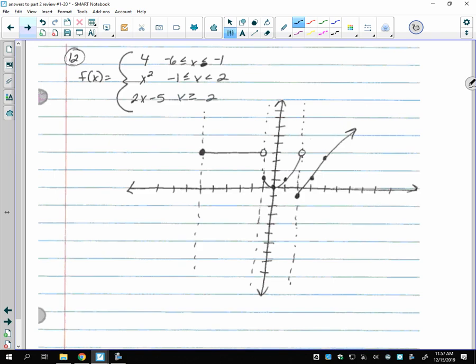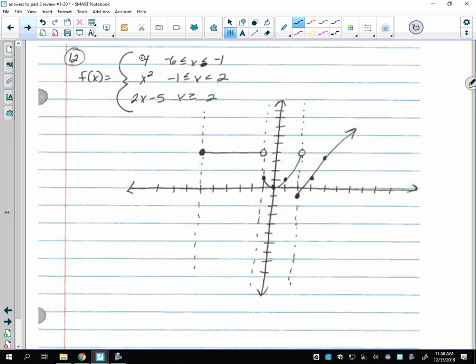Number 12 is a piecewise function. We talked about piecewise functions, I don't know, beginning of chapter 2, chapter 1, I don't really remember. But remember that a piecewise function is just multiple graphs together, in this case 3. And this part at the end is the most important because it tells you where to break your graphs up. And so I drew these dotted lines on my graph. You don't have to draw the dotted lines on the graph because they're not really part of the graph, but it helps me break it up.